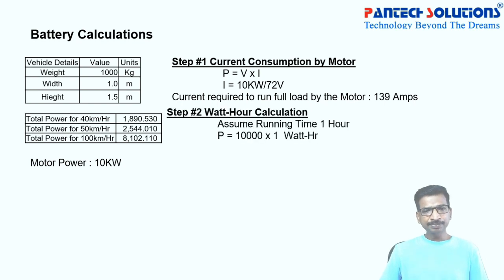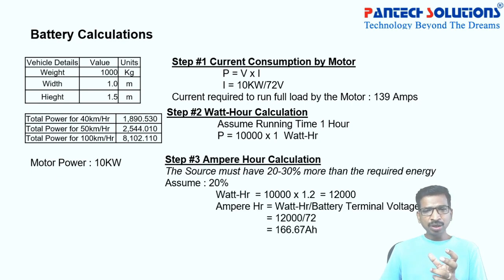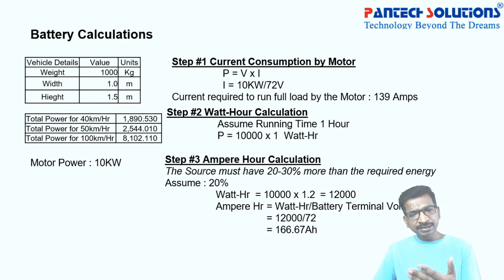And the second step is the watt hour calculation. The watt hour calculation is nothing but, if your vehicle is running at 10 kilowatt for 1 hour, in that case the total is about 10,000 watt hour. And from this you can calculate the ampere hour. The motor requires 10 kilowatt, so if you run your motor for 1 hour, then exactly 10 kilowatt hour is the requirement. So let us take this example.